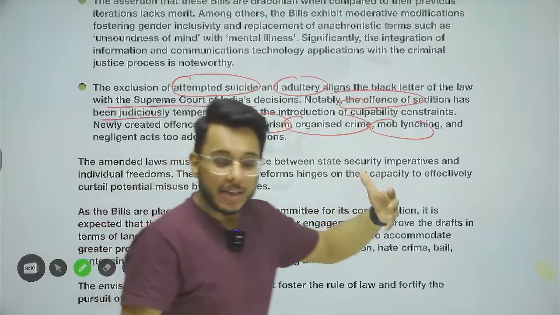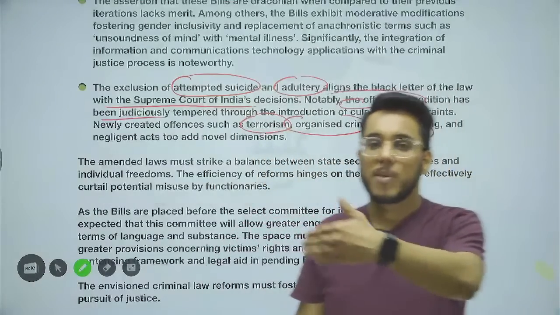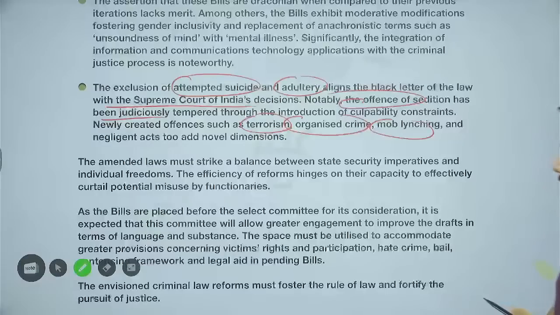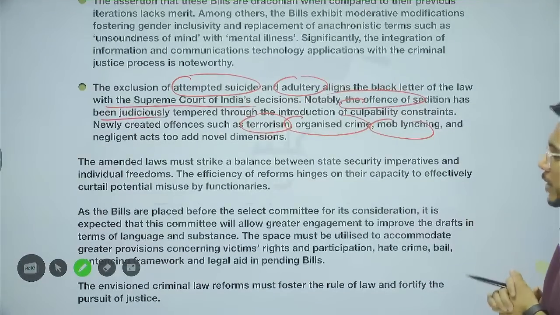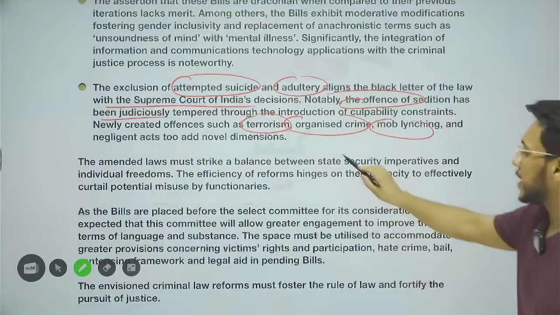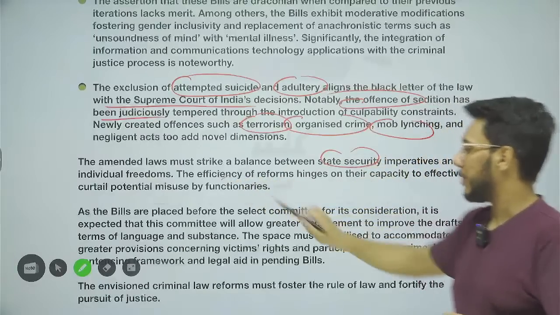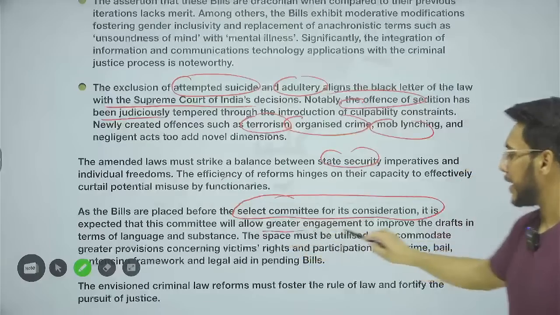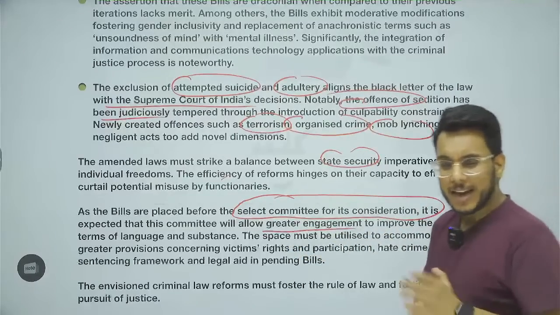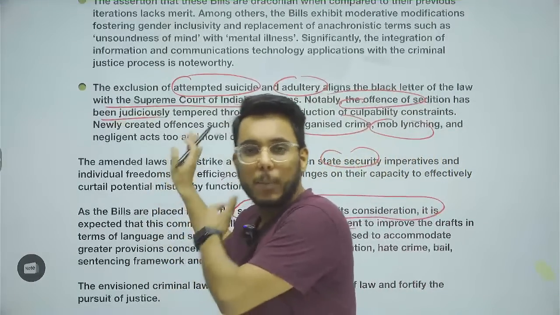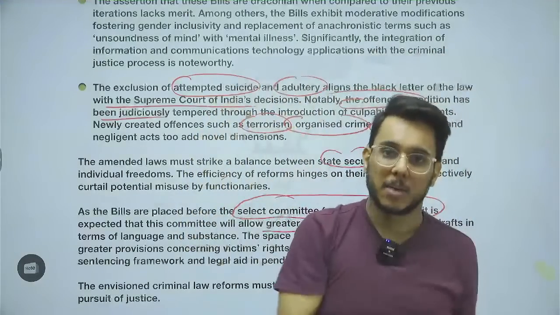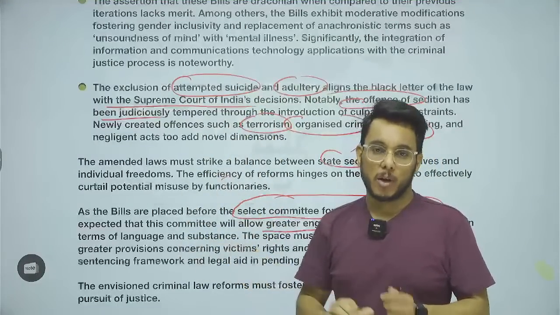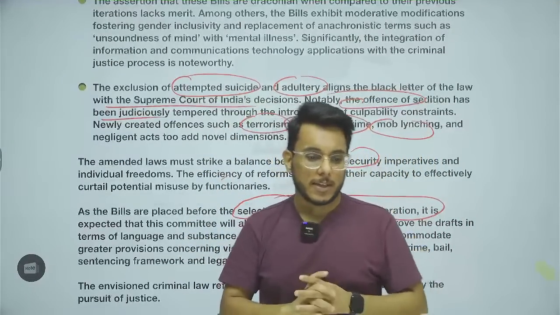Even a crime that if you have sexual intercourse with a woman on the pretext of marriage, that is also a crime. A 10-year punishment has been given. So basically it is being said that these new laws must strike a balance between state security and individual freedoms. Now these bills have been placed before the select committee for consideration, and the committee will discuss and engage with that, and then the final bill will be provided, which will then come in parliament. So as of now, I will not recommend you to go too much in detail in this particular bill, because a lot of changes will come over the next few months.